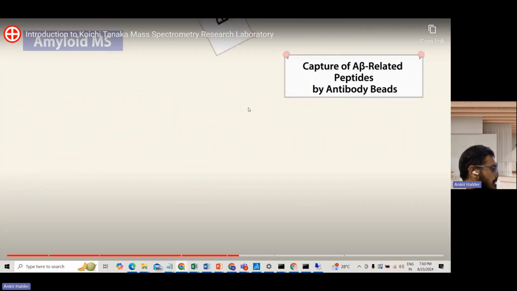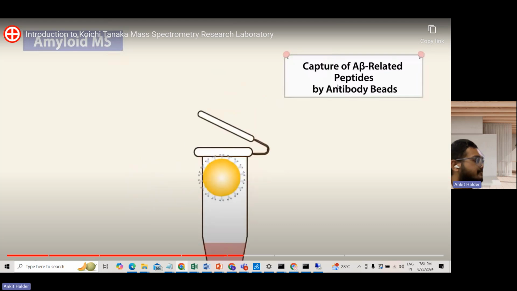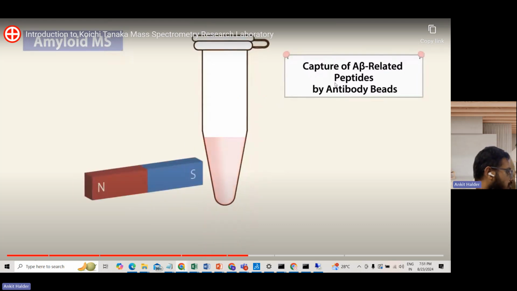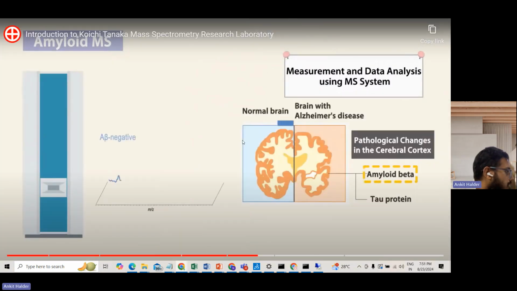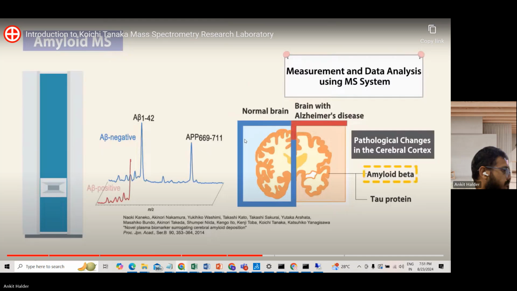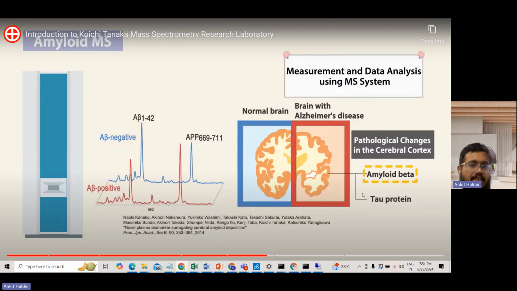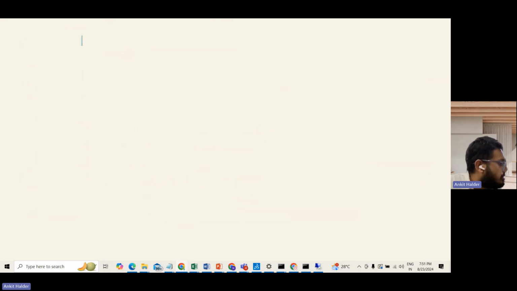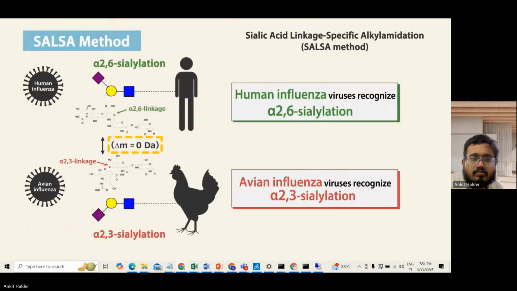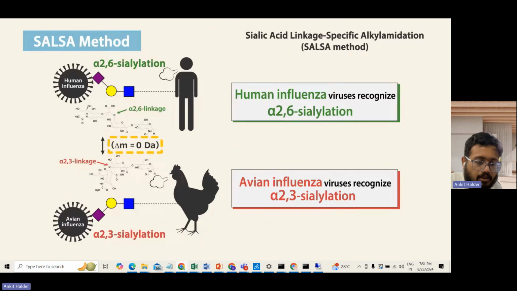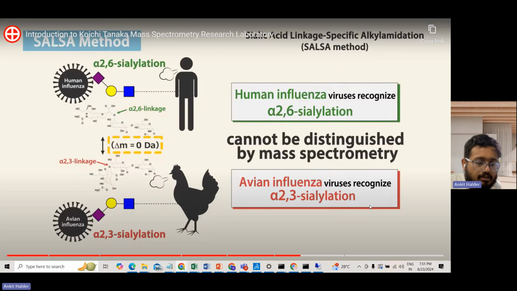So this is the amyloid MS. So A beta related peptides by your antibody beads. So this is the example of using magnetic beads. So this is the case study and example of how this could help you to understand the amyloid beta thing for Alzheimer's disease and for the amyloids. So you can see these are a few examples which are showing the applications.